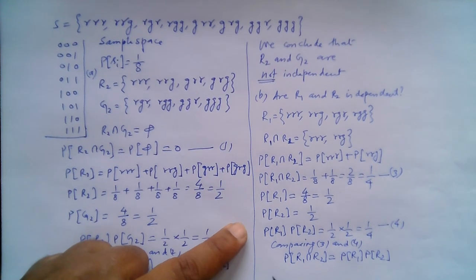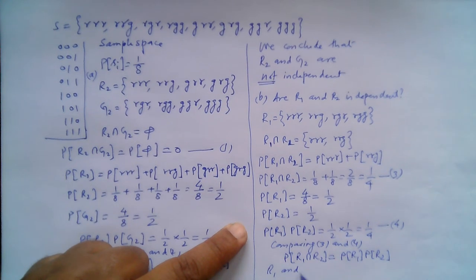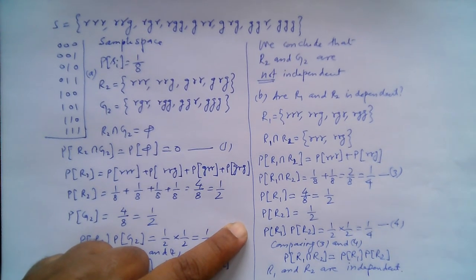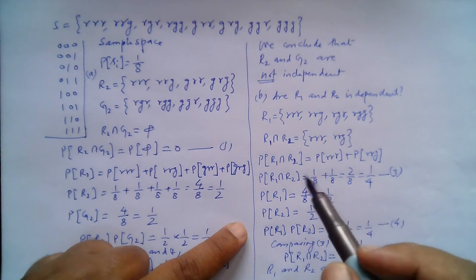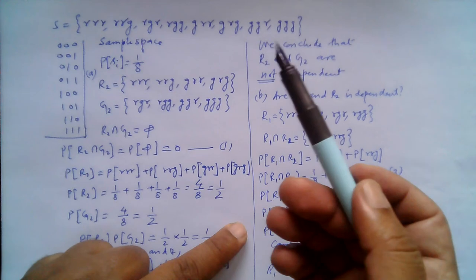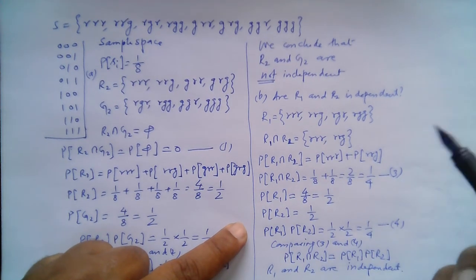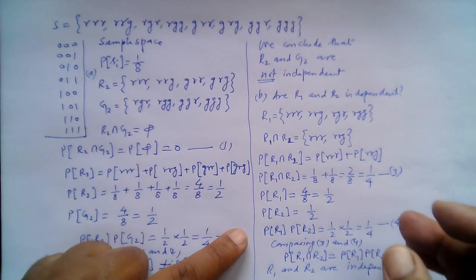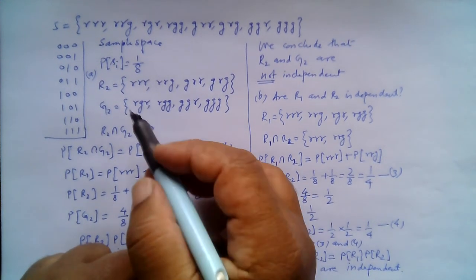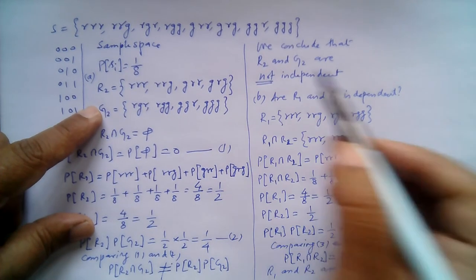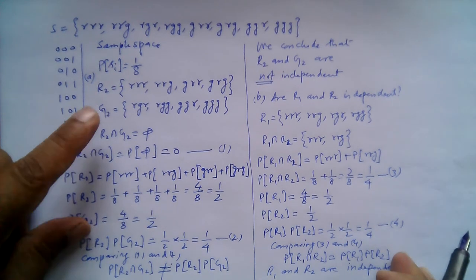So we can say that R1 and R2 are independent. If you see, if the first light is red, it will not affect whether the second light is red or not, right? So that's why these two events are independent. So in the first case, part A, R2 and G2 are not independent, but R1 and R2, these are independent. So this completes our solution.